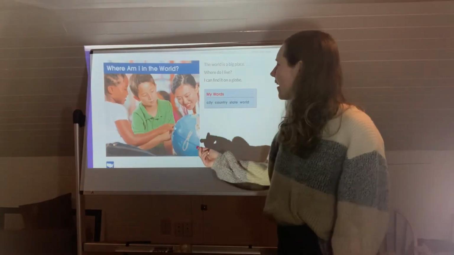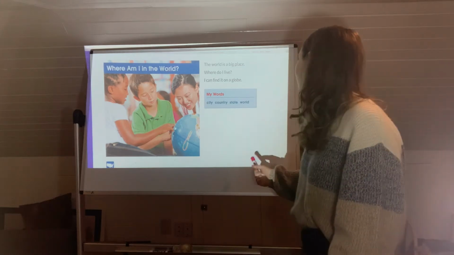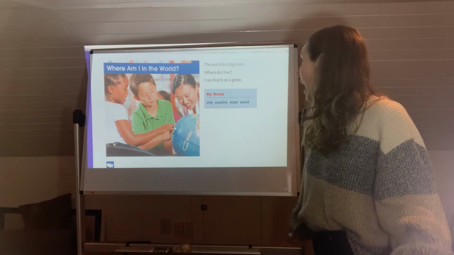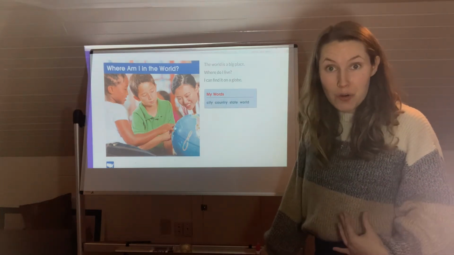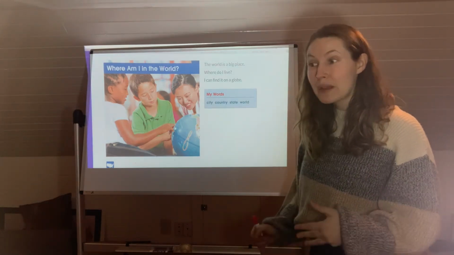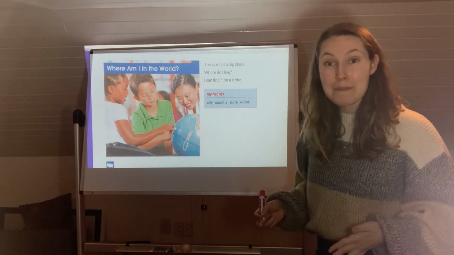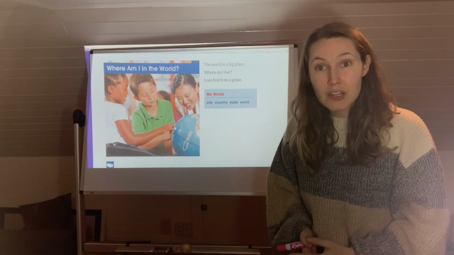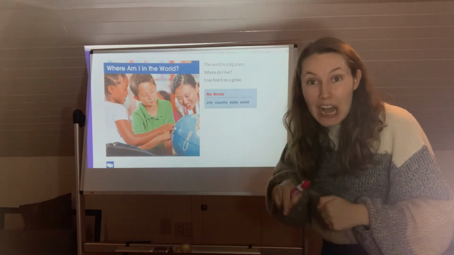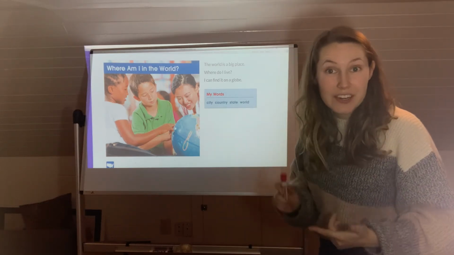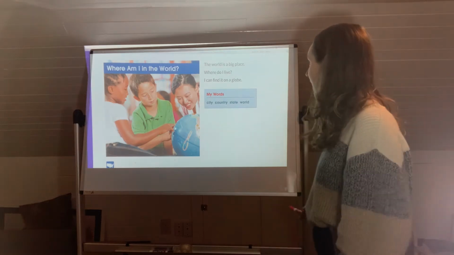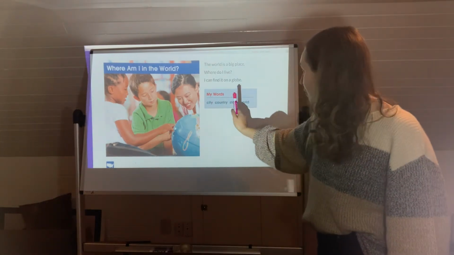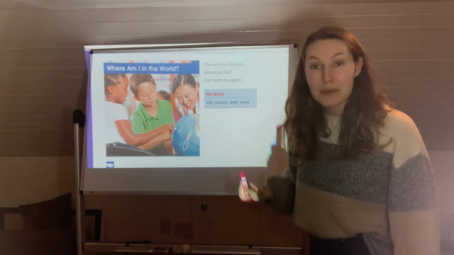It says, "Where am I in the world? The world is a big place. Where do I live? I can find it on a globe or a map." So we can look at a globe or a map and find where we live. It might look really big, but we're going to learn how we can pick out where our city, our country, and our state are on the map. This week we're going to talk about these words: city, country, state, and world. We're going to start with city today.